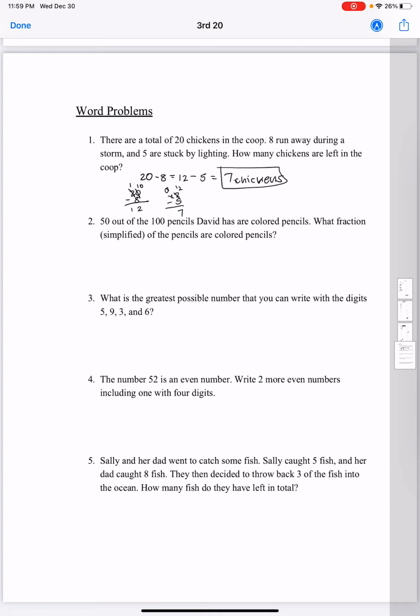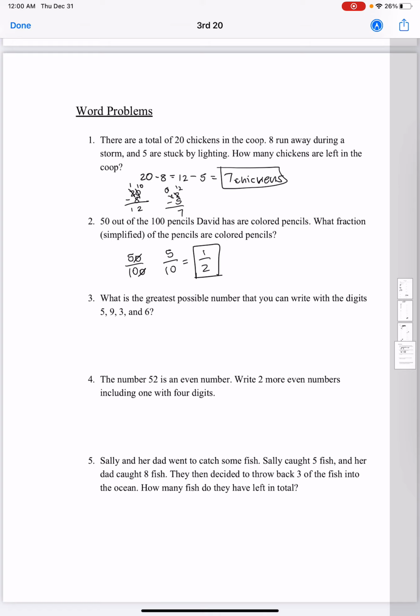Number 2, 50 out of the 100 pencils David has are colored pencils. What fraction of the pencils are colored pencils? So we have 50 out of the 100 pencils, and we have to simplify this. So when looking at this fraction, I already know that I can get rid of the pencils are colored pencils.